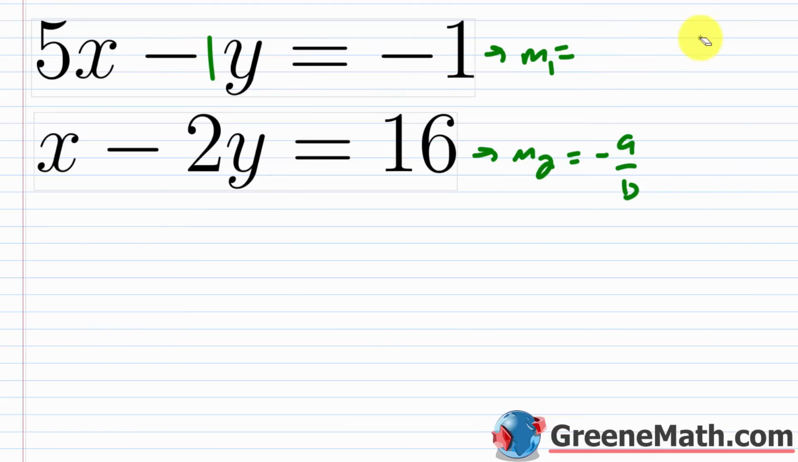Let me actually get rid of this and just say m sub 1 is 5. Over here, a is going to be +1. So -a would be -1. And then b is -2. So this is -2. So this turns out to be 1/2.